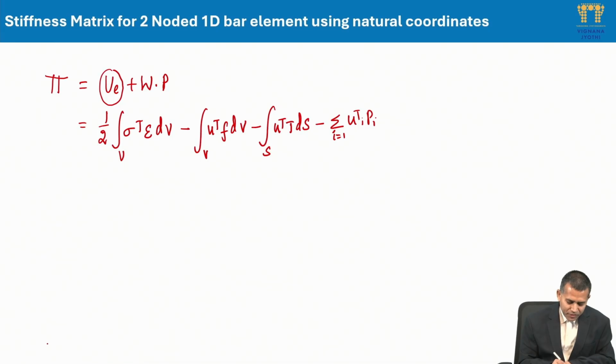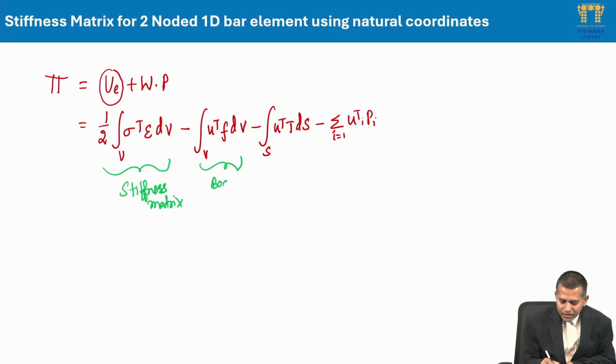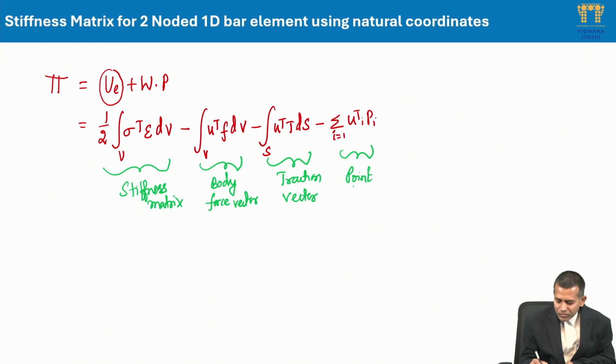So from this expression, if you see here, from the first part you will get the stiffness matrix. From the second part you will get the body force vector, and from the next part you will get the traction vector, and this last one is basically your point loads. So we'll focus on how to find the stiffness matrix.